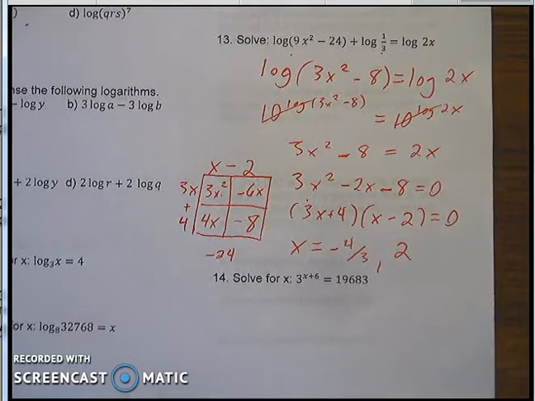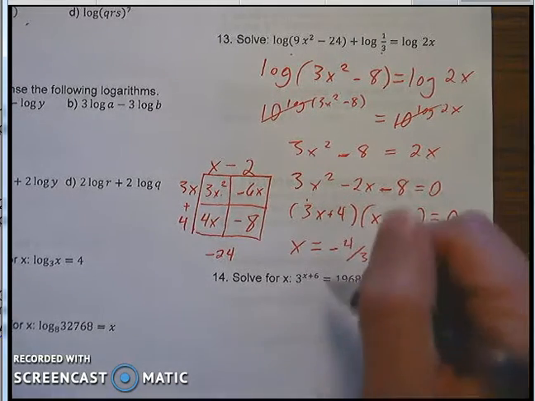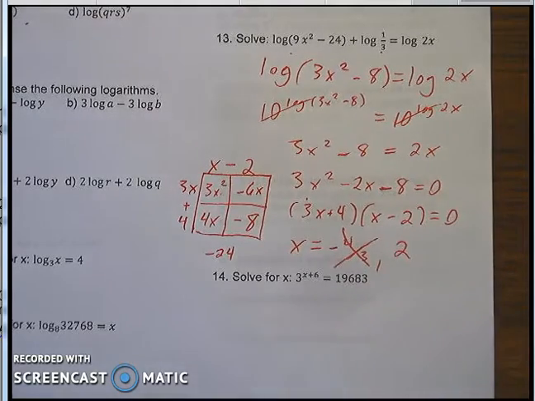Now you've got to check for extraneous solutions just in case there are any. In this case there are, because if you look at the right-hand side of this equation here, that says log of 2x. Well, 2 times negative 4/3 is negative 8/3. Remember, you cannot take the logarithm of a negative number. So that first solution, that's extraneous. There's only one solution here. It's x equals 2. And that's number 13. Probably the hardest one on there.